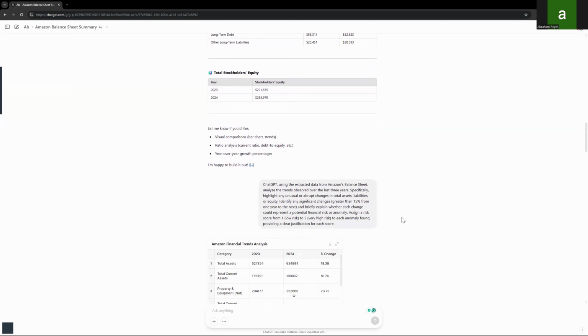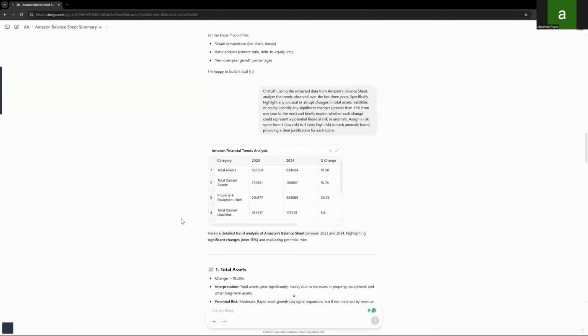ChatGPT, using the extracted data from Amazon's balance sheet, analyze the trends observed over the last 3 years. Specifically, highlight any unusual and abrupt changes in total assets, liabilities, or equity. Identify any significant changes greater than 50% from one year to the next, and briefly explain whether each change could represent a potential financial risk or anomaly. Assign a risk score from 1, low risk, to 5, very high risk, to each anomaly found, providing a clear justification for each score. Here are my results.